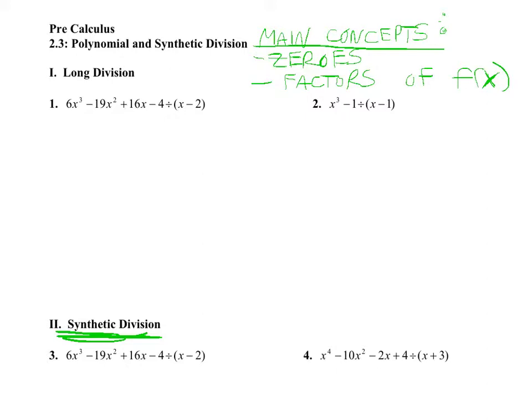For number one, if we're dividing this whole thing by x minus 2, this is where I put the x minus 2, right? And I put the 6x cubed. Now, it's very important, whatever you put on the inside here, you start with the highest exponent, so it's 3, and then you go all the way down to a constant. So we put it in descending order, the exponent. So it's minus 19x squared plus 16x minus 4.